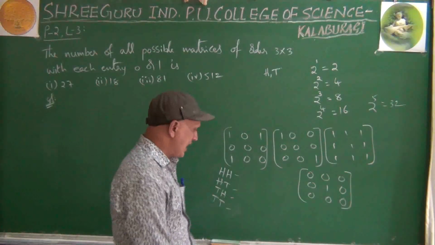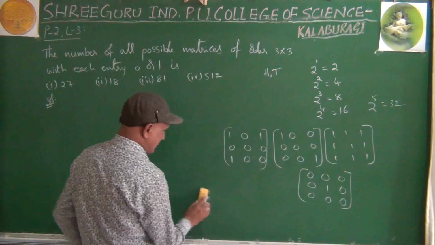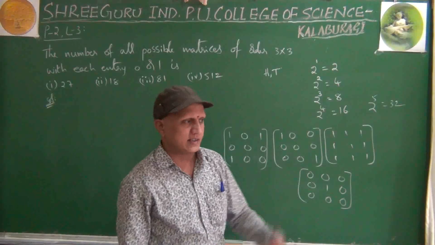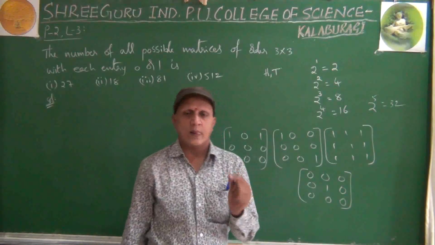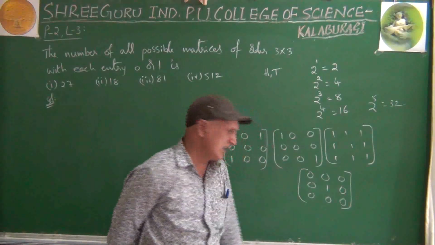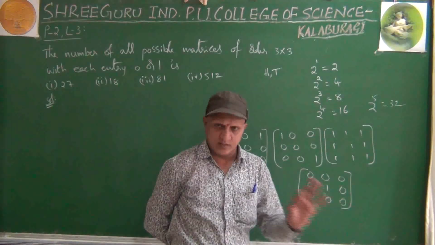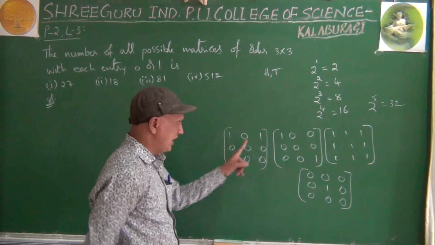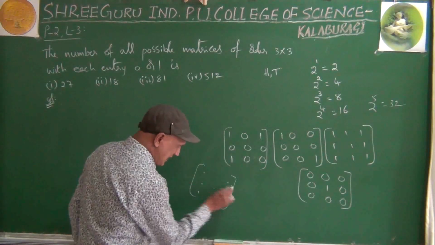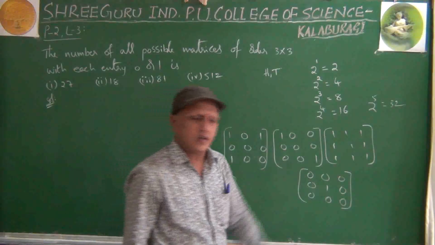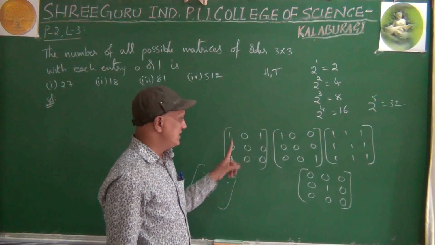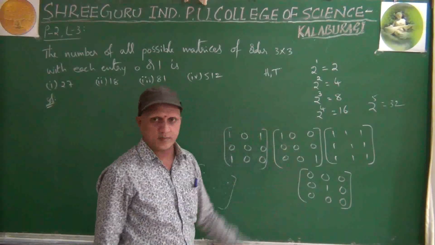Listen carefully. I asked roll number 1 to come on stage and gave him a coin to toss. On one side of the coin, 0 is there, and on the other side, 1 is there. I asked him to toss the coin and write the results in these places. Roll number 1 tossed and got 1, 0, 1, 0, 0, 0, 1, 0, 0.